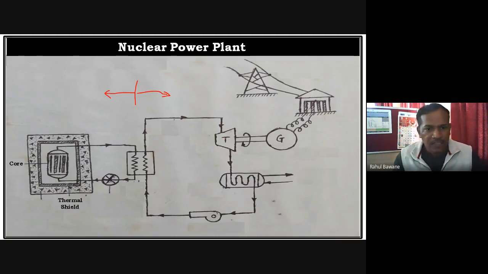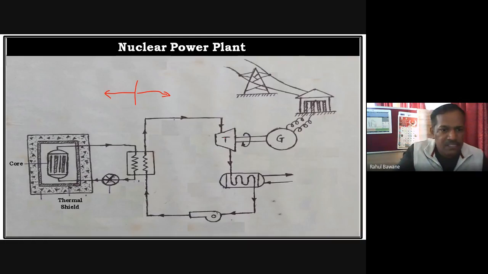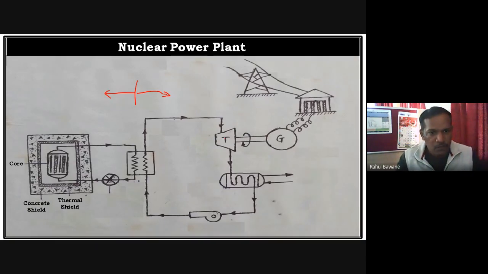Second, the thermal shield. As I said, tremendous heat is generated, so no one can work near this core. So we have to shield the thermal radiation, the heat. So the core is surrounded by a thermal shield. Okay, but the thermal shield is not enough to restrict the spreading of radioactivity. For that we need cement. So after the thermal shield, there is a concrete shield, which has the property to restrict the radioactivity.